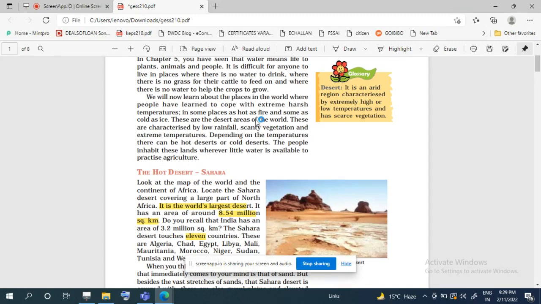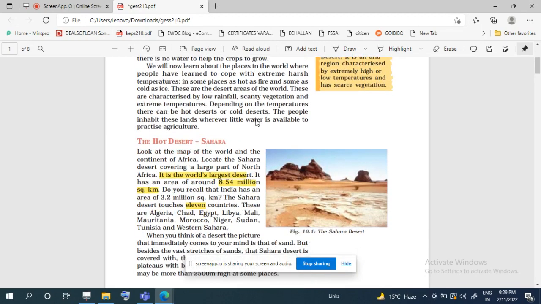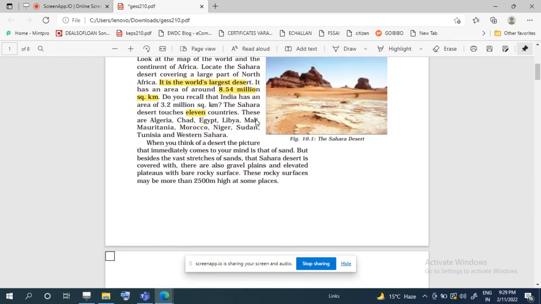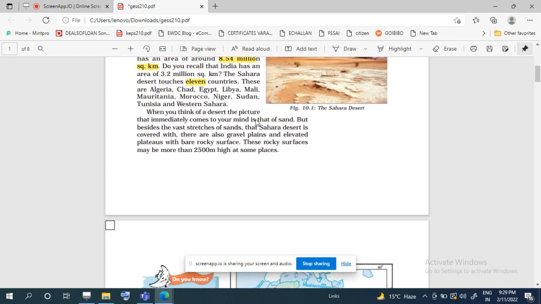Sahara is in the northern part of Africa, and it is the world's largest desert, and its area is 8.54 million square kilometers, and it touches 11 countries. The countries are Algeria, Chad, Egypt, Libya, Mali, Mauritania, Morocco, Niger, Sudan, Tunisia, and Western Sahara.